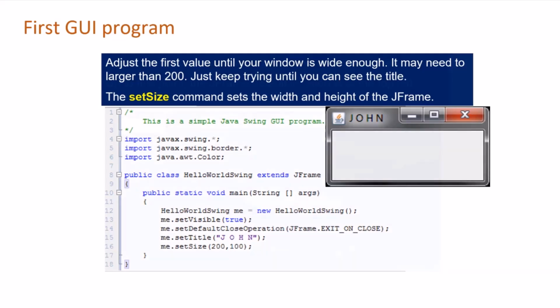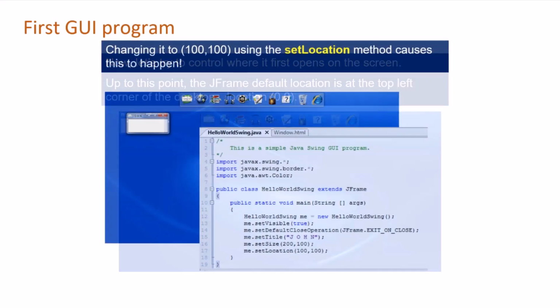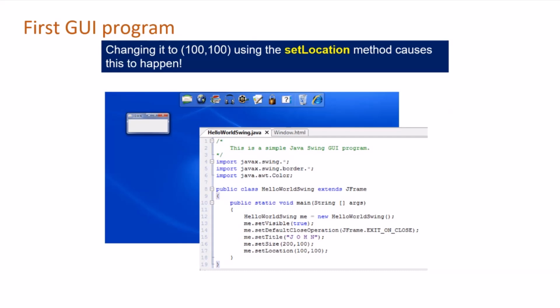Now let's try to control where it first opens on the screen. Up to this point, the JFrame default location is at the top left corner of the desktop, location 0, 0. Changing it to 100, 100 using the setLocation method causes this to happen. Notice the window top left corner is now further into the desktop, specifically at position 100, 100.